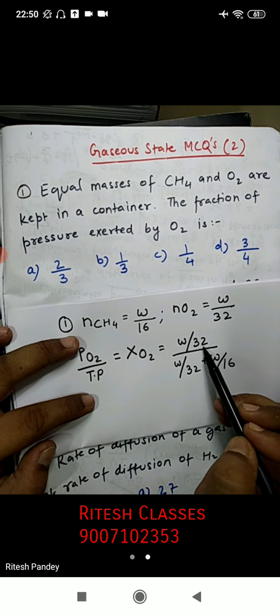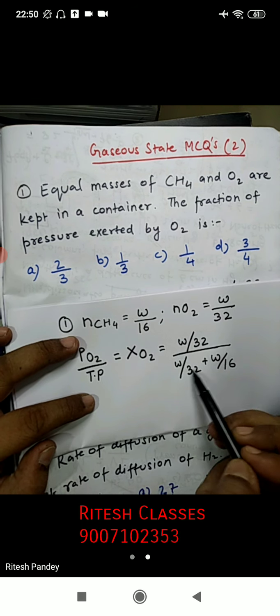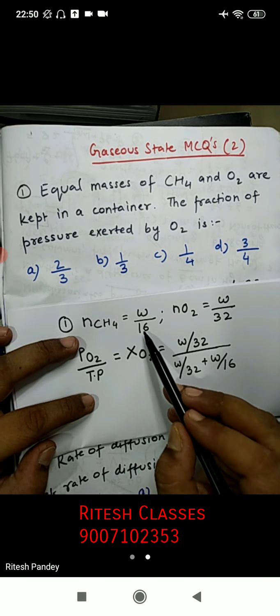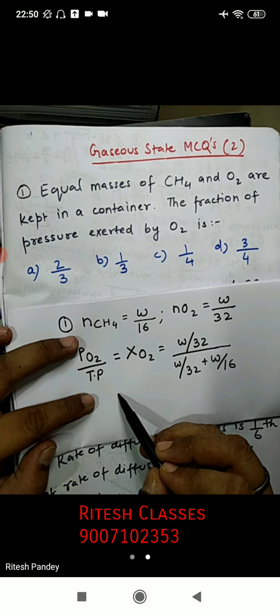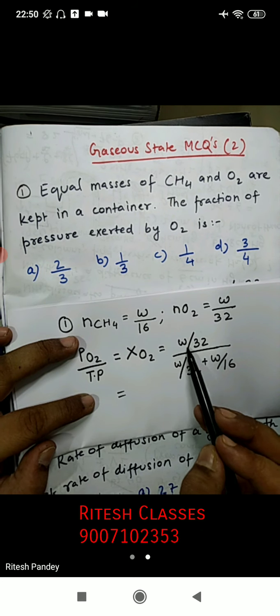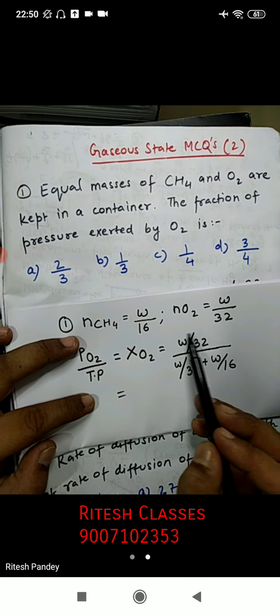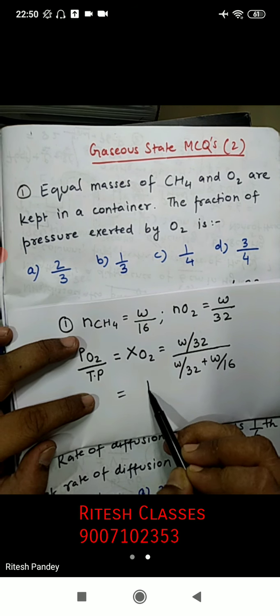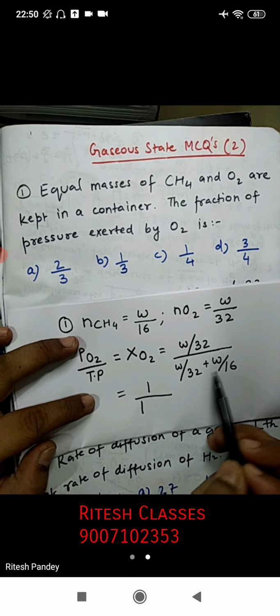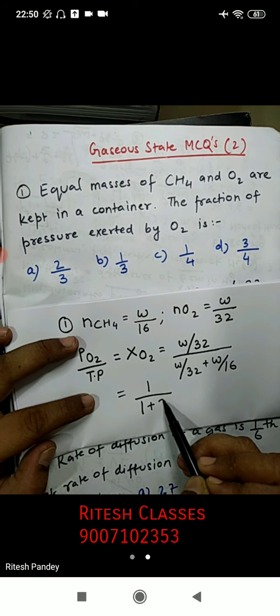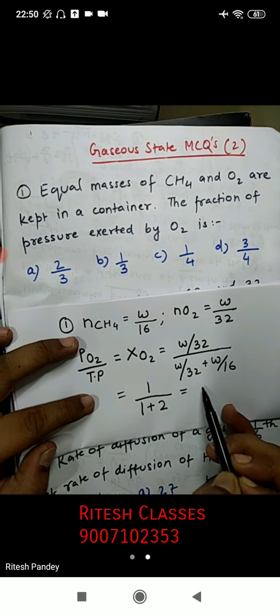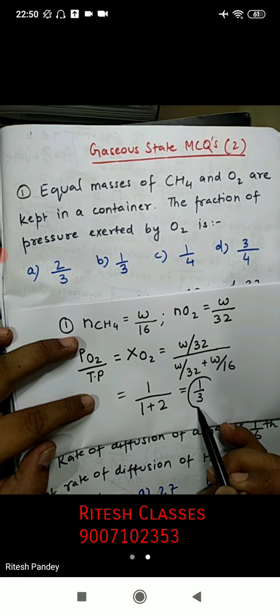So it's W by 32 for oxygen upon W by 32 for oxygen plus W by 16 for methane. You understand, W by 32 is half of W by 16. So if I take it as 1, this will be 1 and this will be 2 times of this. So this will eventually be 1 by 3.